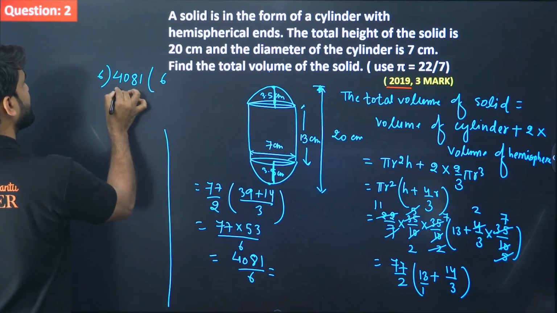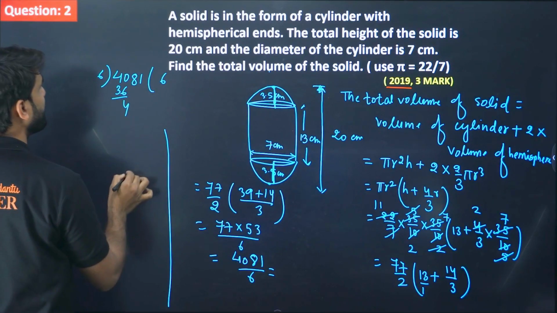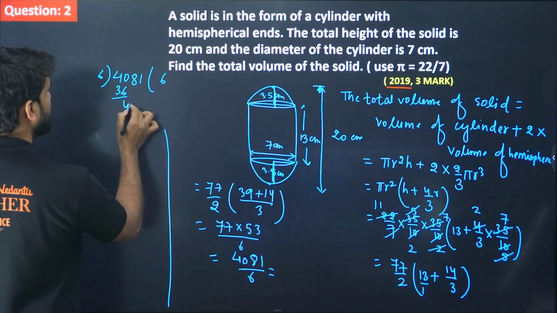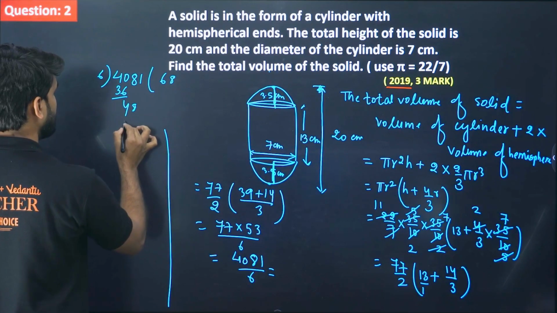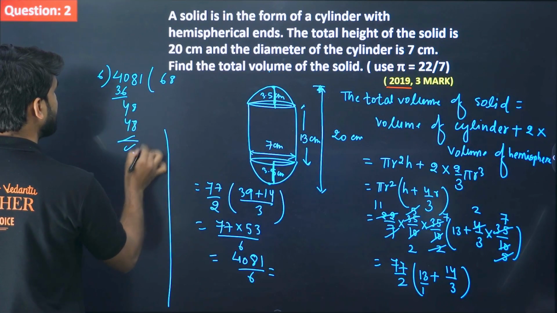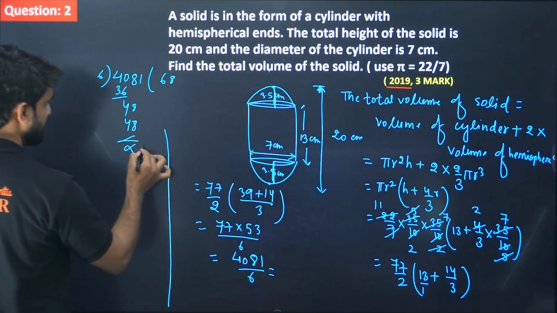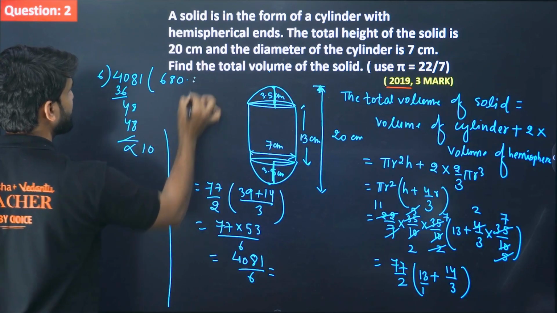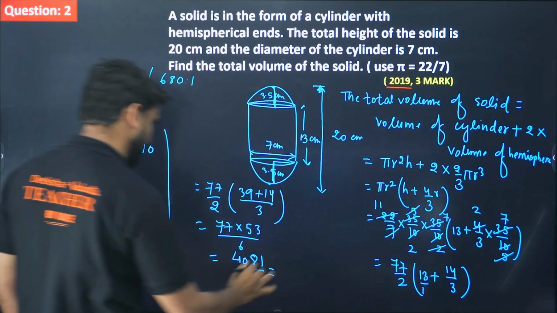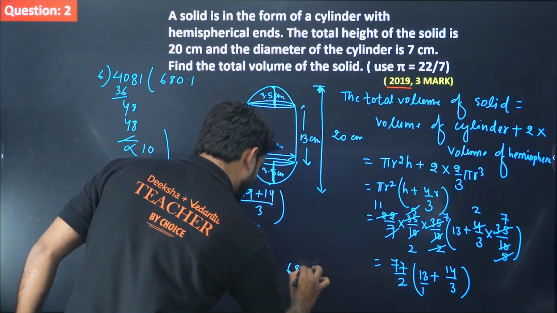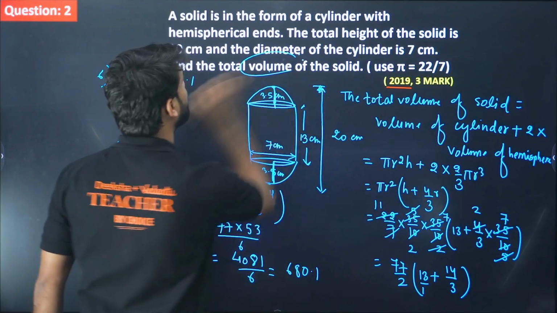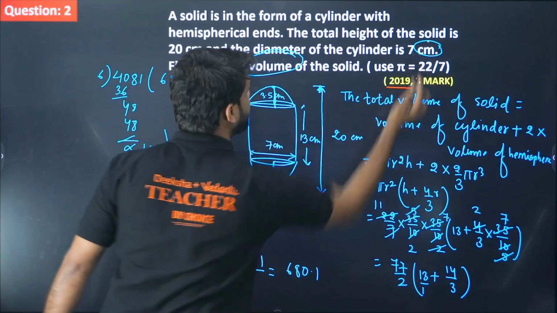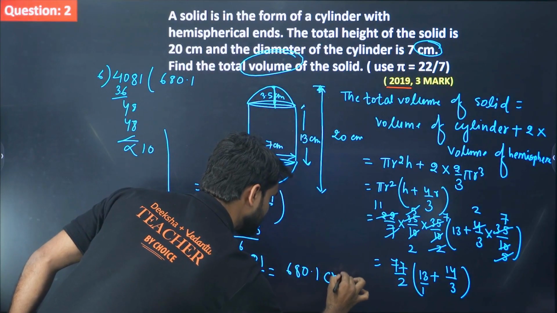6 6s are 36. The difference is 4, and this is 8. So 6 8s are 48, wow, this is directly cancelling. And here is 1. So can we put here 0 point? So this will be 0 6 1. So approximately 680.1. As we are finding volume, and these dimensions are in centimeter, so the volume will be centimeter cube.